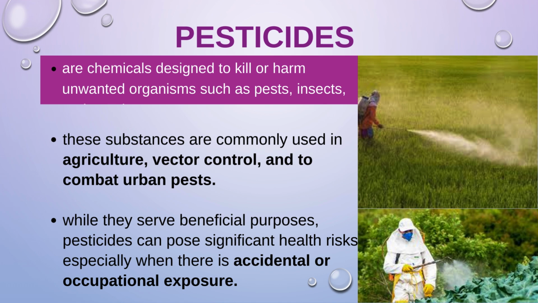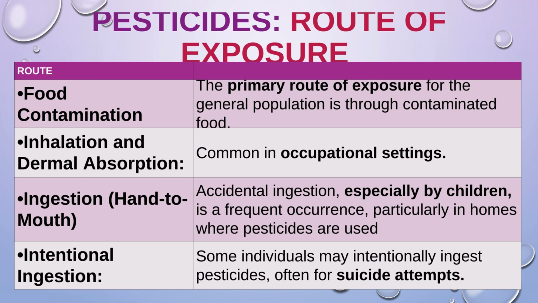See, when there is accidental or occupational exposure. Sorry. So the routes of exposure, we have food contamination, inhalation, ingestion, and intentional. So the primary route is food contamination. So it's really important for us to wash our veggies and fruits properly, because we can be exposed to pesticides.